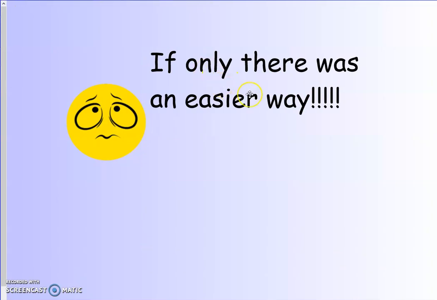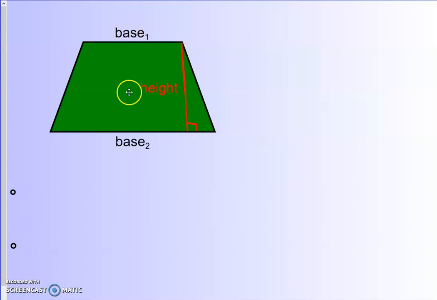And if there was an easier way, that would make life easier. And gosh, there is an easier way. Why don't you put your pencils down and just watch for a second, and let's see if we could figure out an easier way. So here's my trapezoid. I have a base on the top and a base on the bottom, base 1 and base 2, and I have the height marked. And I'm going to do with this trapezoid what we did with the triangle earlier last week. And that is, I'm going to reflect it over one of the sides.